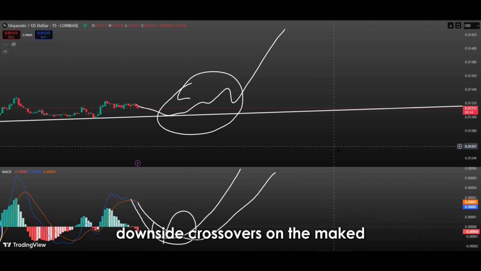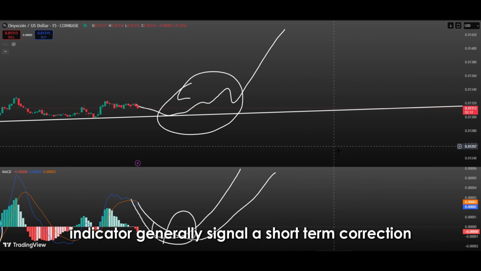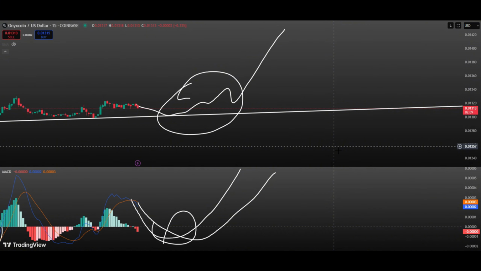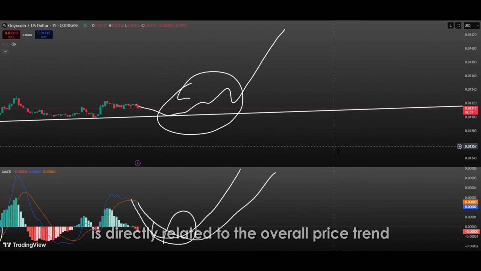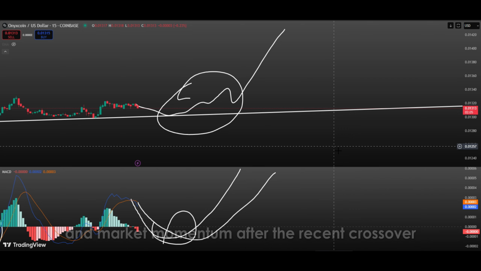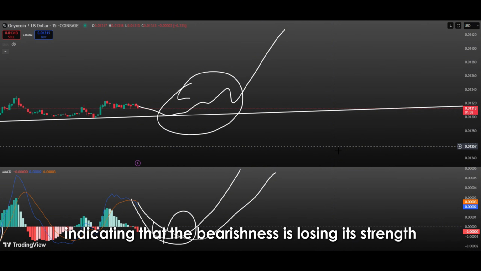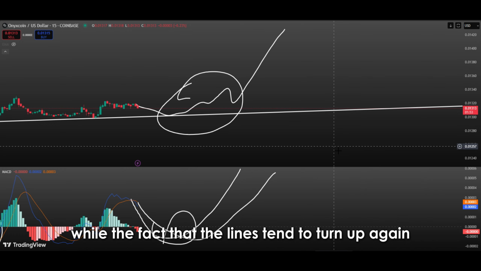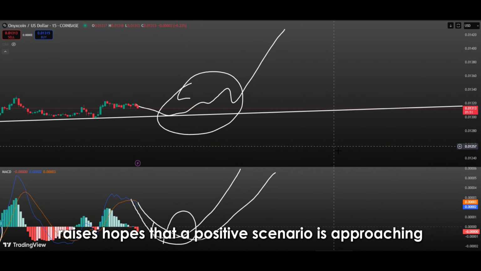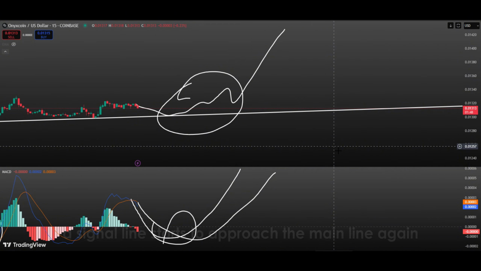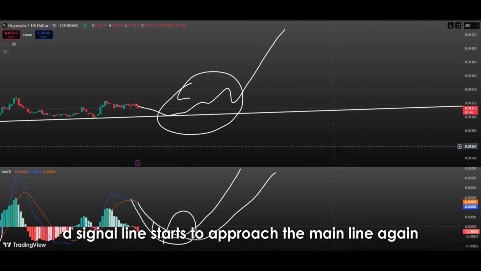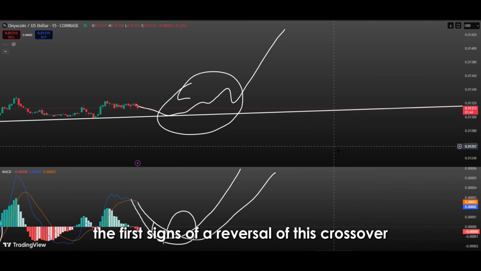Downside crossovers on the MACD indicator generally signal a short-term correction or pause to traders. However, the persistence of these signals is directly related to the overall price trend and market momentum. After the recent crossover, the histogram bars have turned to descending negativity, indicating that the bearishness is losing its strength, while the fact that the lines tend to turn up again raises hopes that a positive scenario is approaching, especially when the MACD signal line starts to approach the main line again, the first signs of a reversal of this crossover. We should wait for the MACD crossover.